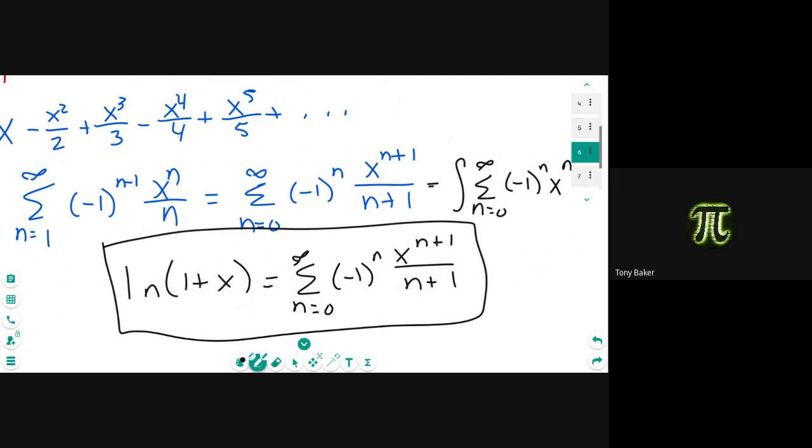So if I told you x was 1/2, we could now use this to find the actual answer of ln of 1.5. Am I going to do that? No.